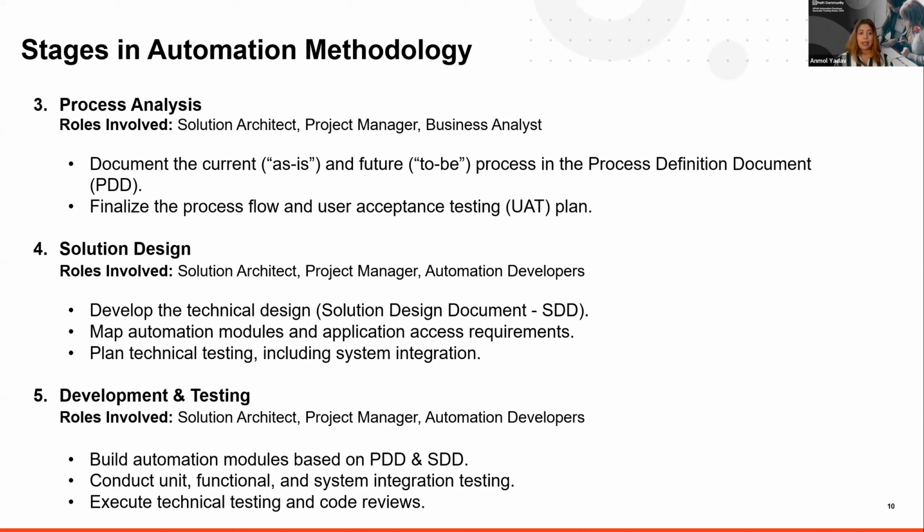And in this, you would map automation modules and application access requirements. You would want access to SharePoint, you would want access to shared drive, you would want to have Outlook, and whatever application you're using, you would want to make sure that all the access requirements are met. You would plan technical testing, including system integration. So if multiple systems are communicating with each other, you would want to make sure that you're planning all of that out and how you are going to do the testing.